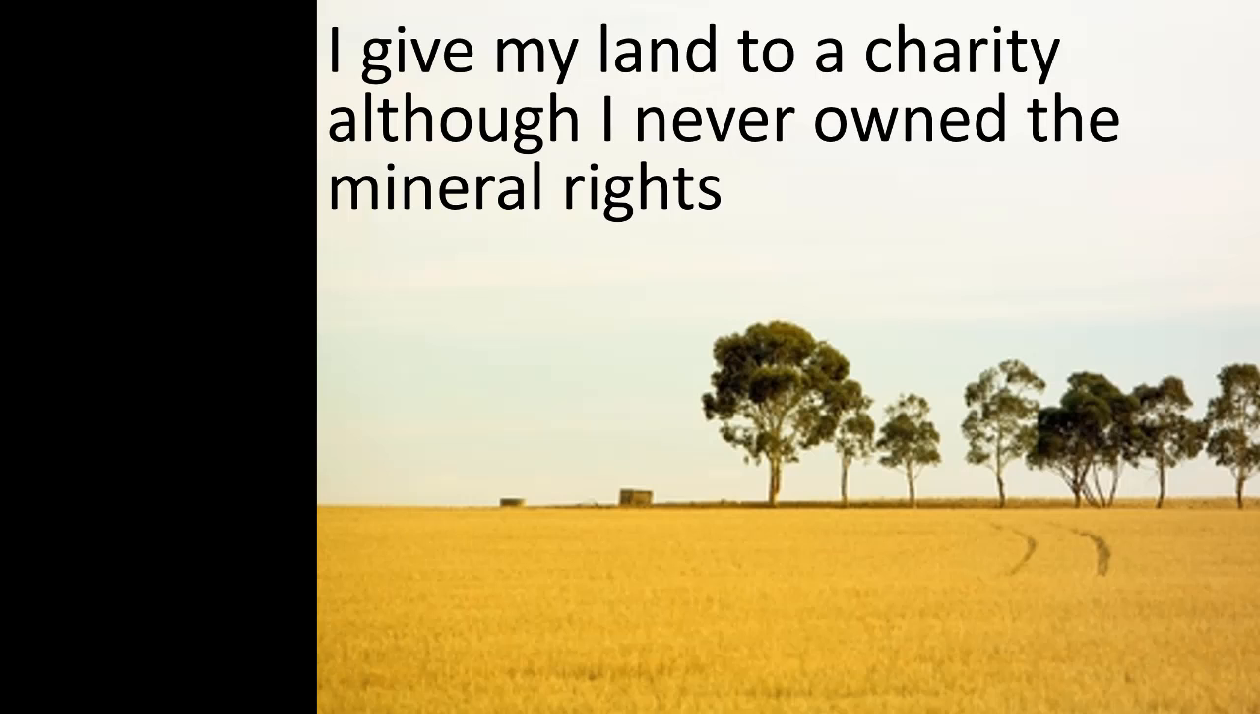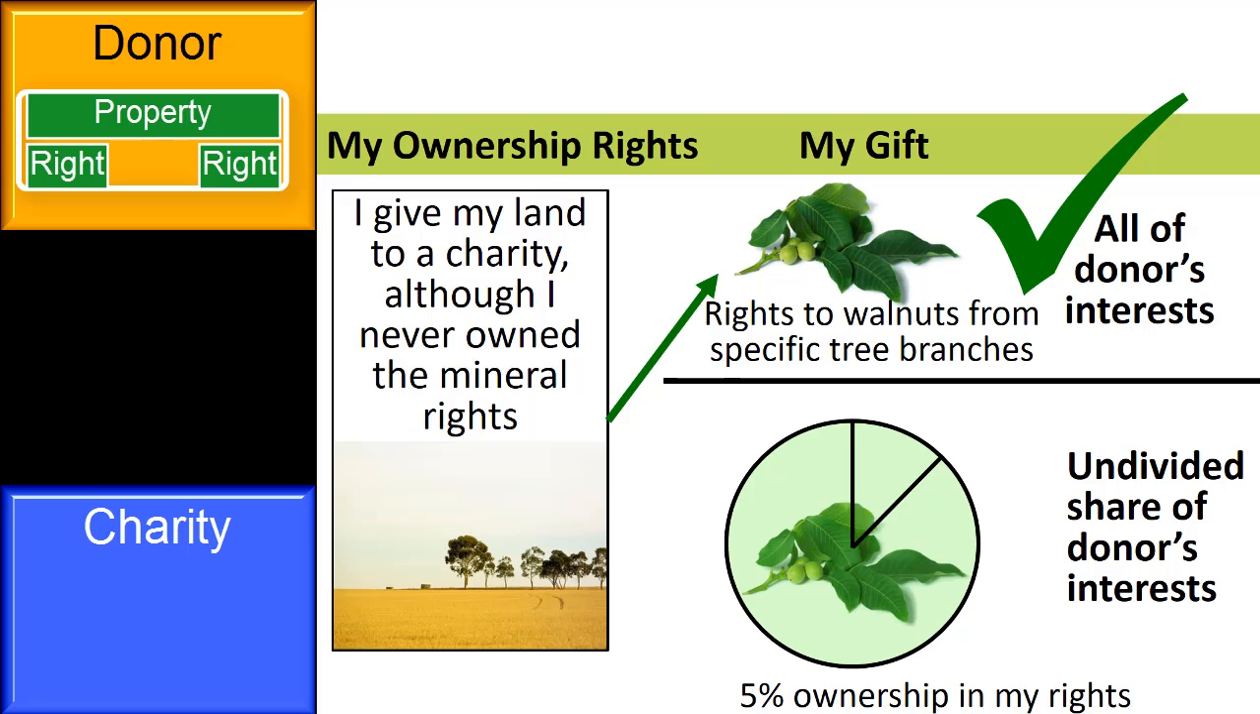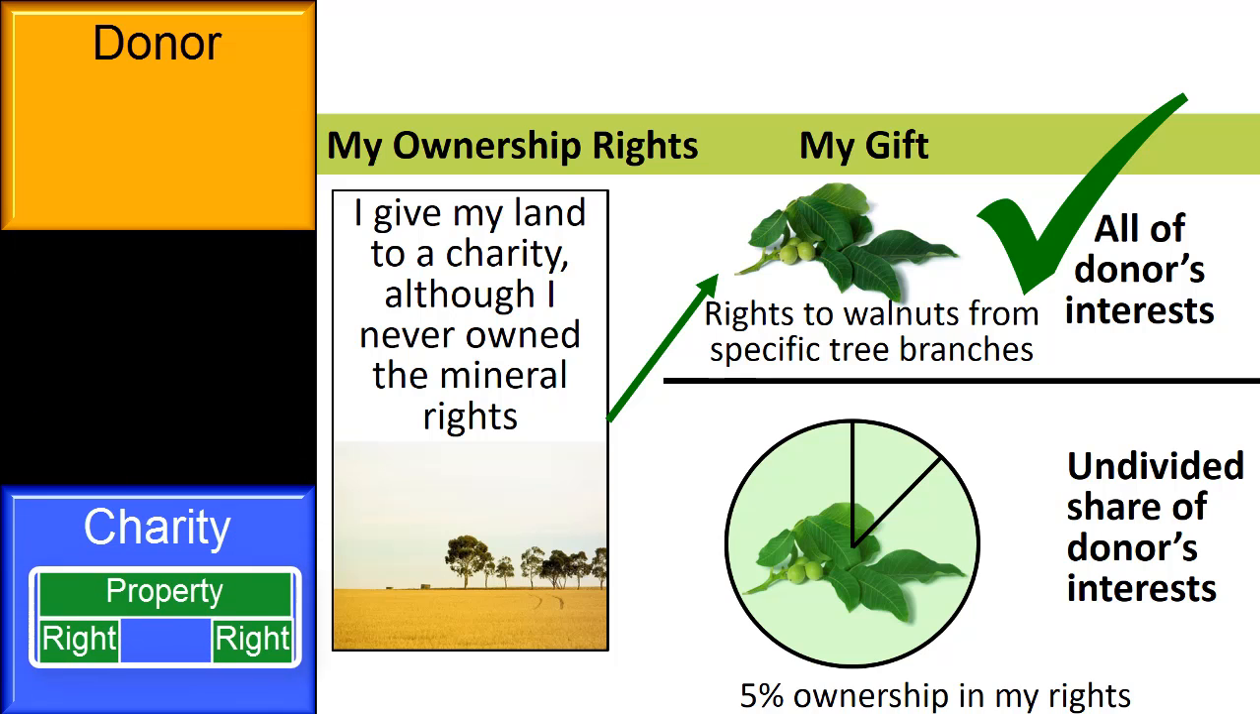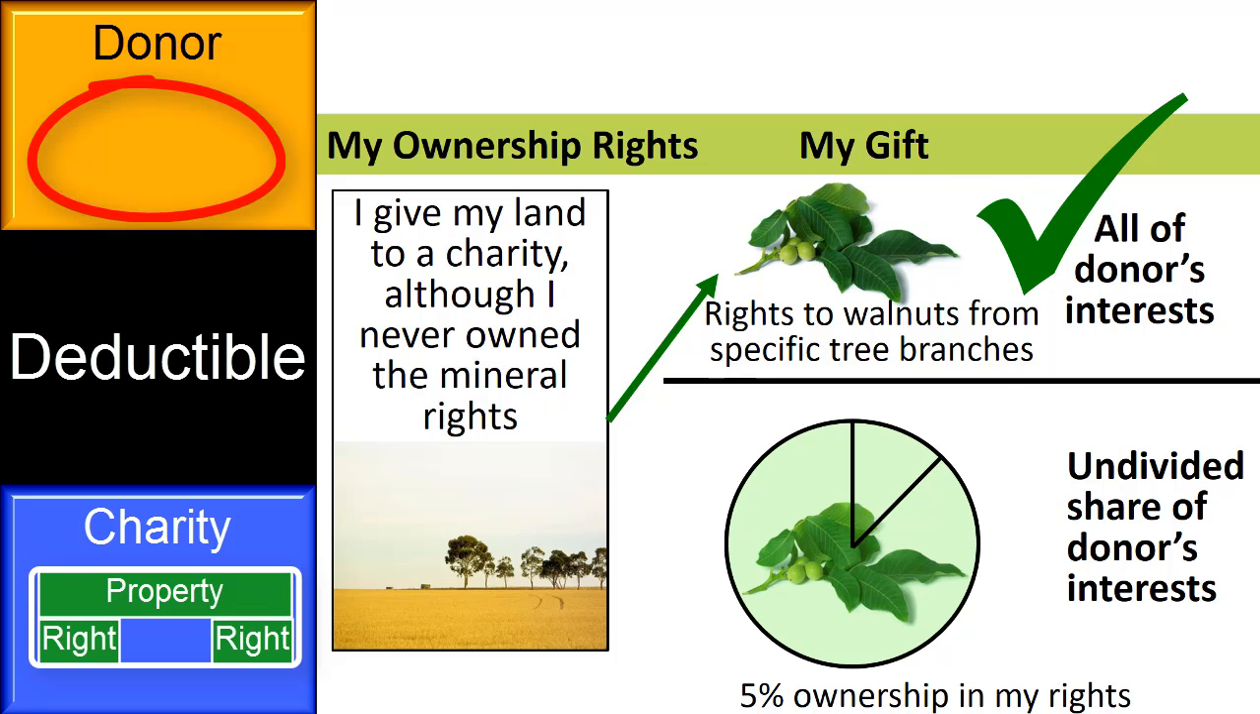Suppose a donor gives farmland to a charity, however, the donor never owned the mineral rights to the land. Thus, the donor is giving a partial interest in the land to a charity. Is this gift deductible? This gift is deductible because the donor is giving all of the rights he owns to the property. Whenever the donor gives all of the donor's interests in the property, there is no retained interest, and consequently, the gift may be deducted.